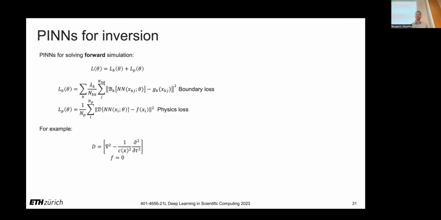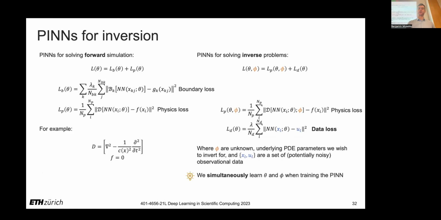Okay, so how are we going to use a PINN for inversion? Let's start off again with our loss function for forward simulation. Again, we have our boundary loss and our physics loss. This is exactly the same as I showed you in the last part of the lecture. For example, if we're doing the wave equation, D here is the wave equation operator. To do inverse problems, it's actually very, very simple. We just make a few changes to that loss function.